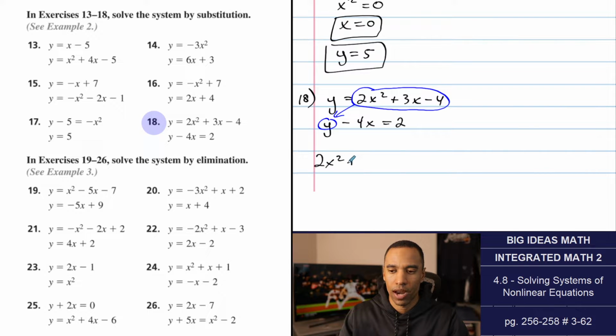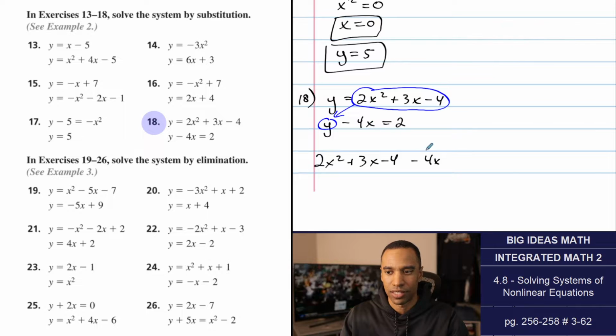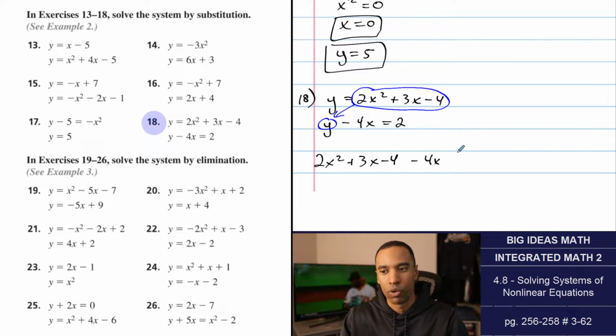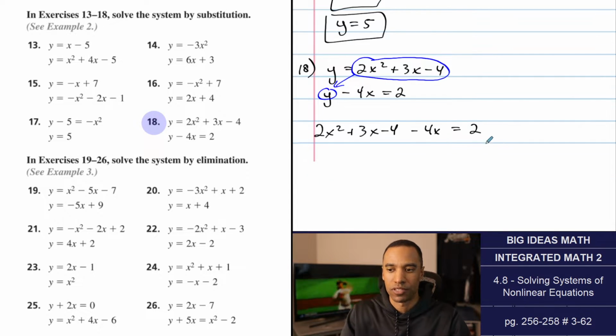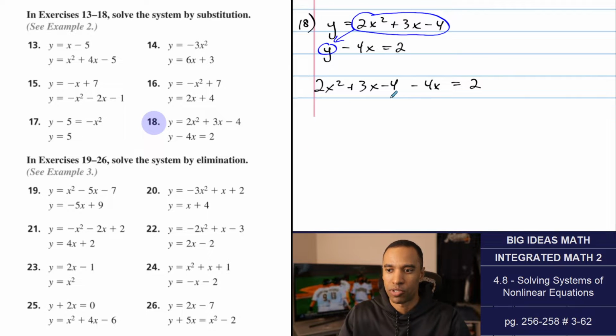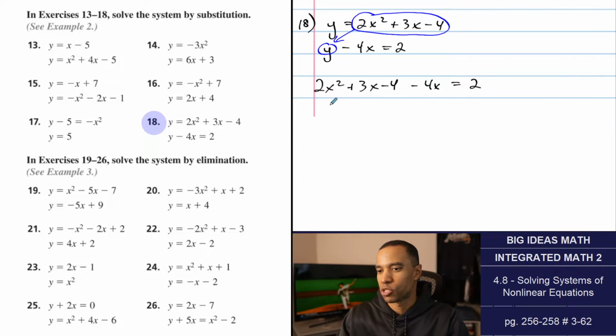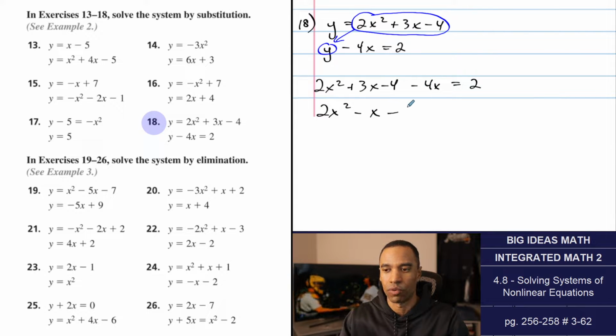So 2x squared plus 3x minus 4, and then there's still that minus 4x, right? This still exists. Whether or not you moved it over, I'm not moving it over because I don't really need to. I just got to combine like terms anyway, set it equal to 0. 3x minus 4x is negative 1x. And then subtract the 2 over, I get a minus 6 there, and there's your quadratic.